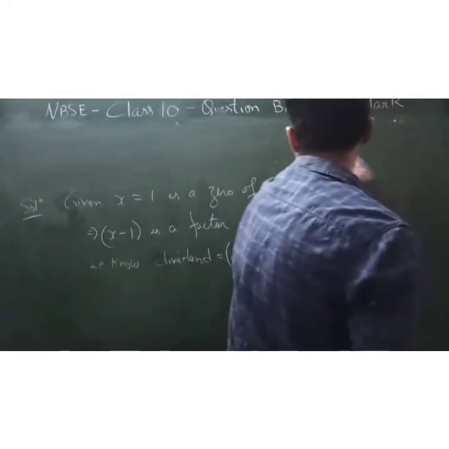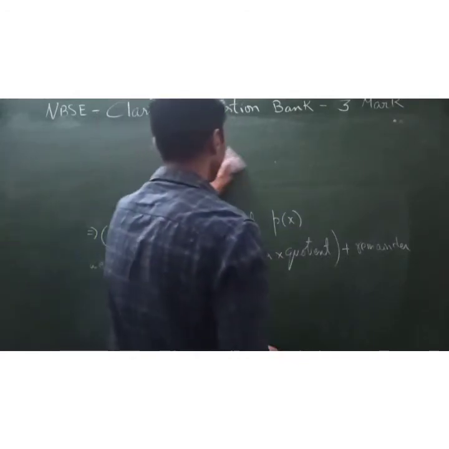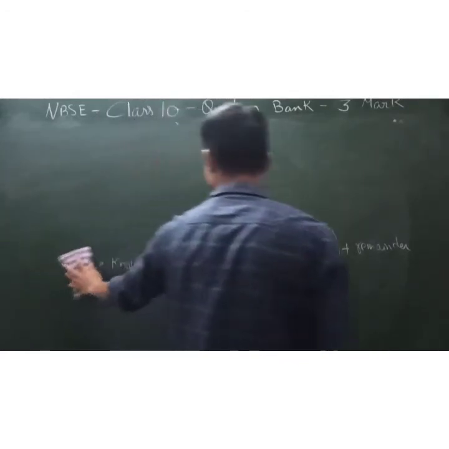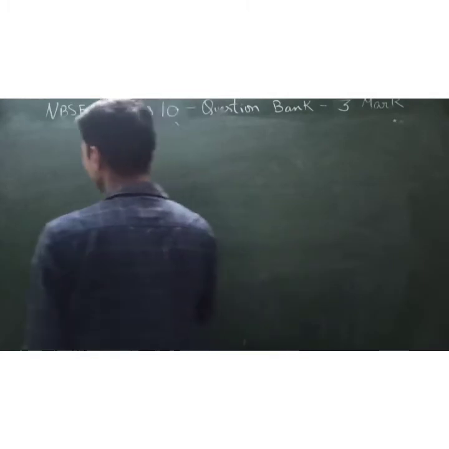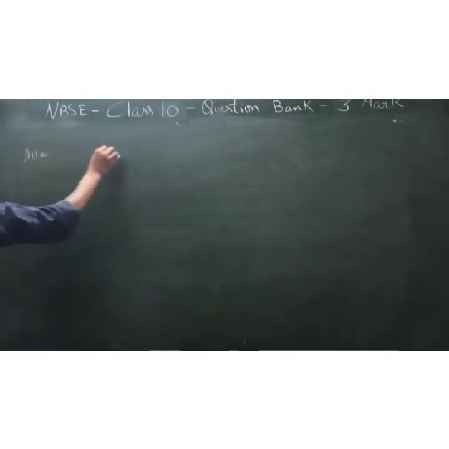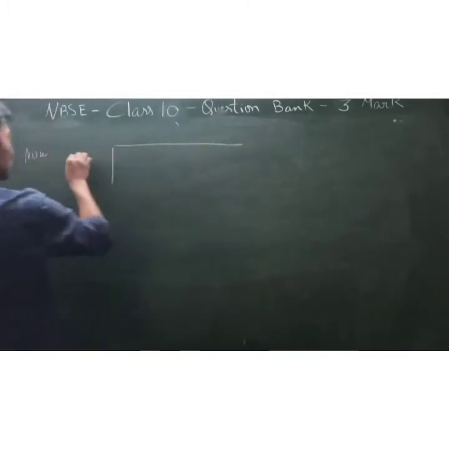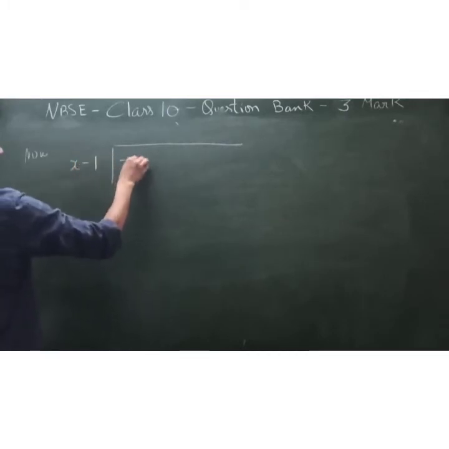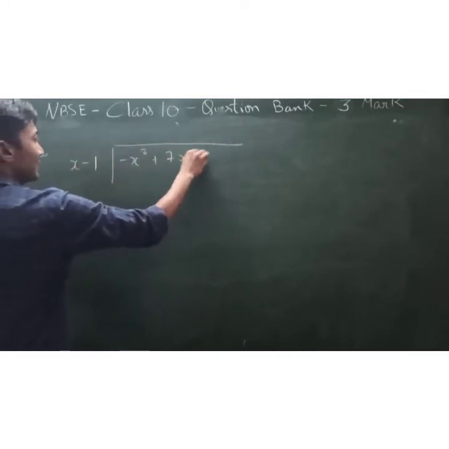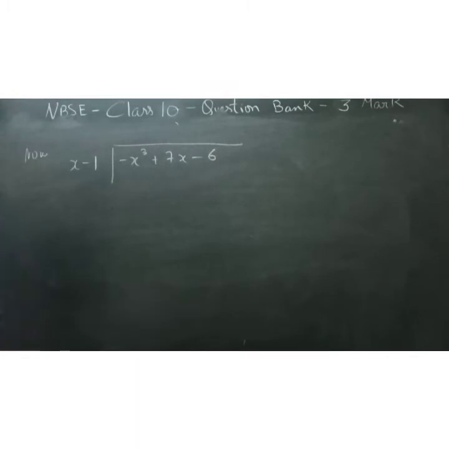to solve and get the other two zeros would be to divide. So now, since we already have one of the factors, what we will do is we will divide our polynomial minus x cubed plus 7x minus 6 by the factor which is given to us in the question. So minus x cubed plus 7x minus 6. So let's do the division.